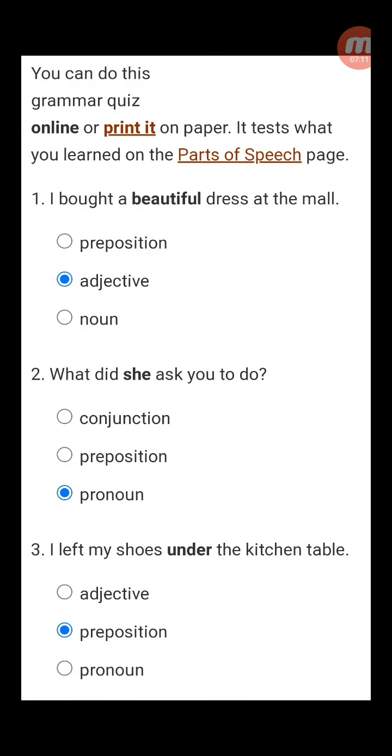Now, this is the exercise, children, specially I've brought for you so that you can understand when you are attempting your test scores of parts of speech. Now, sentence number 1.